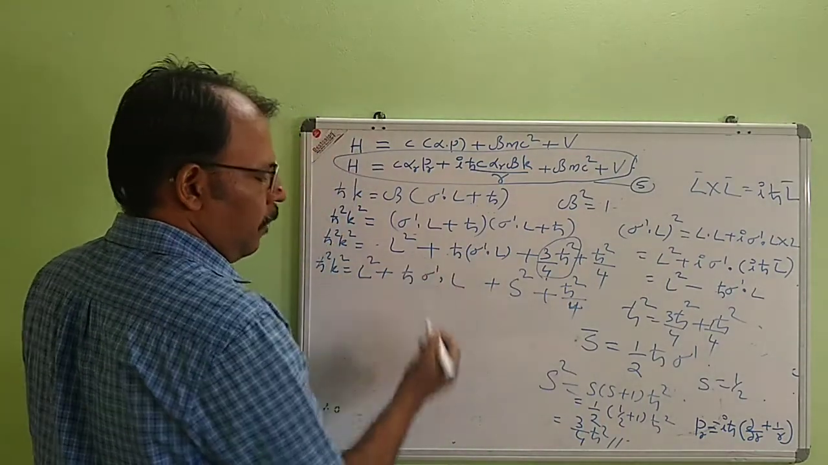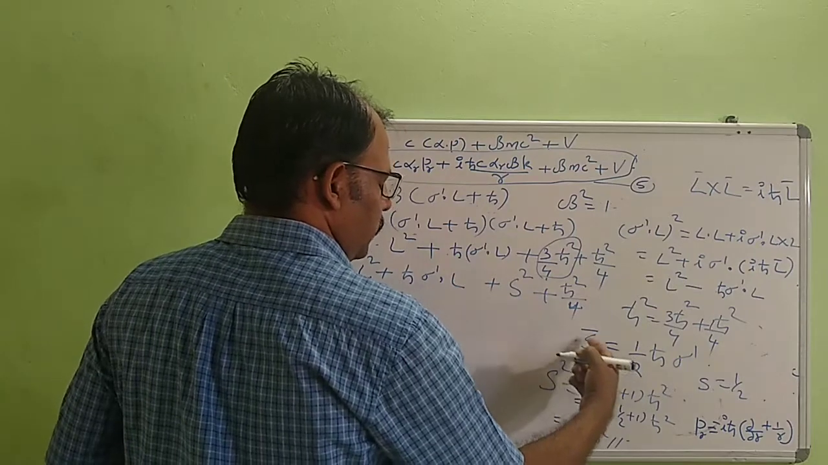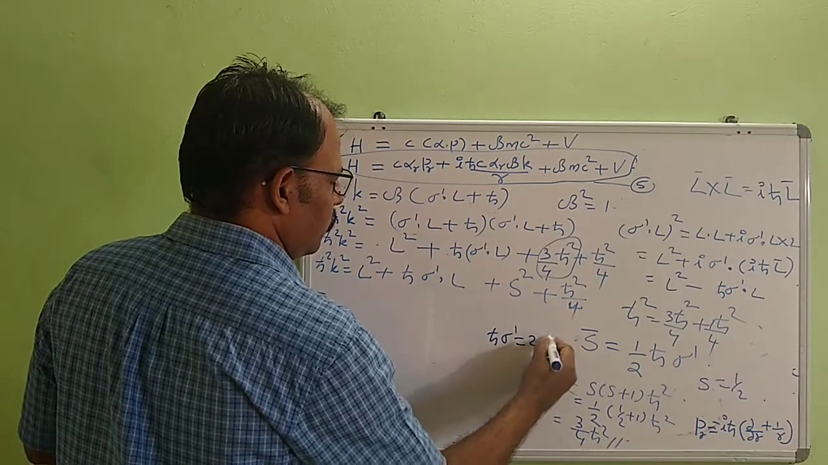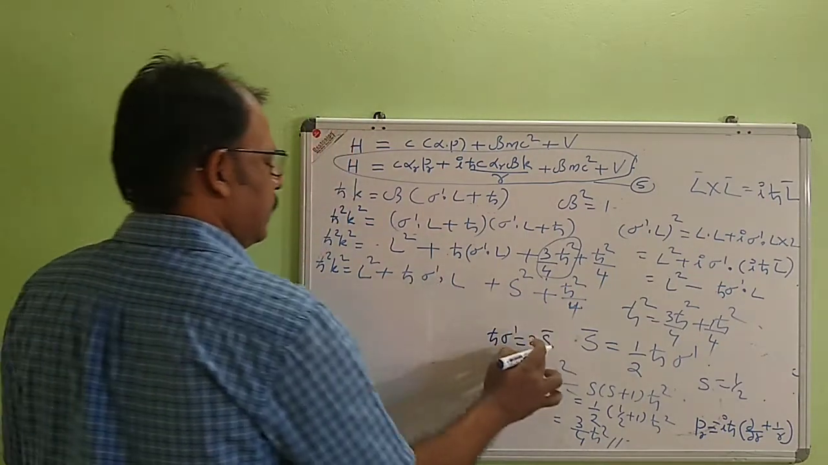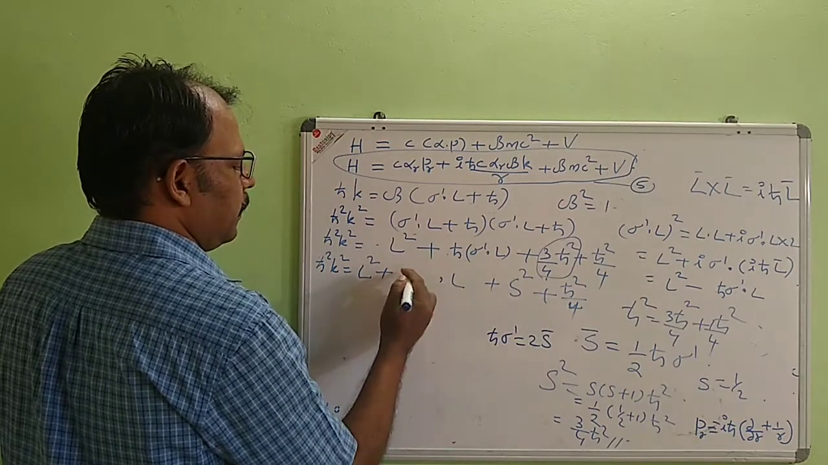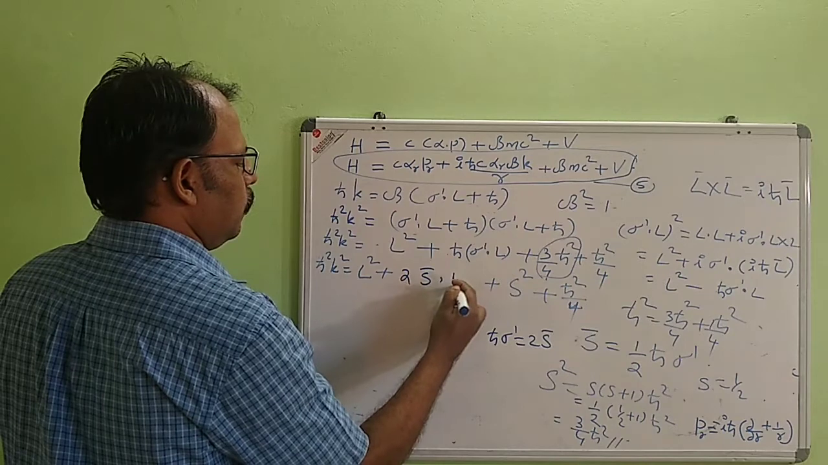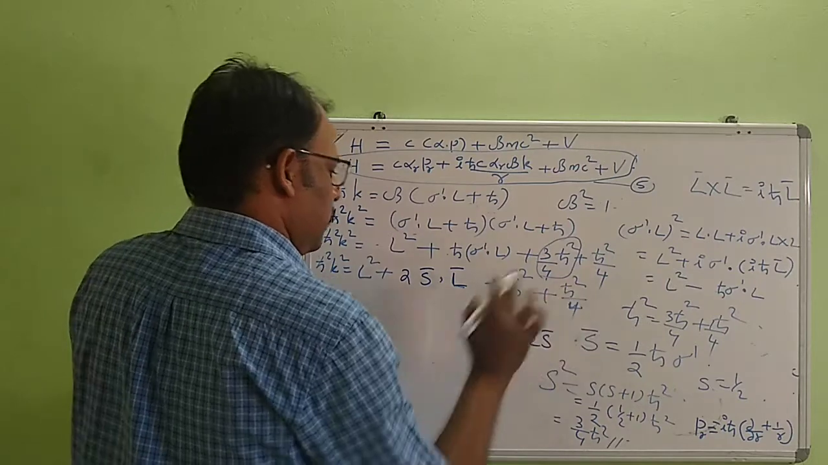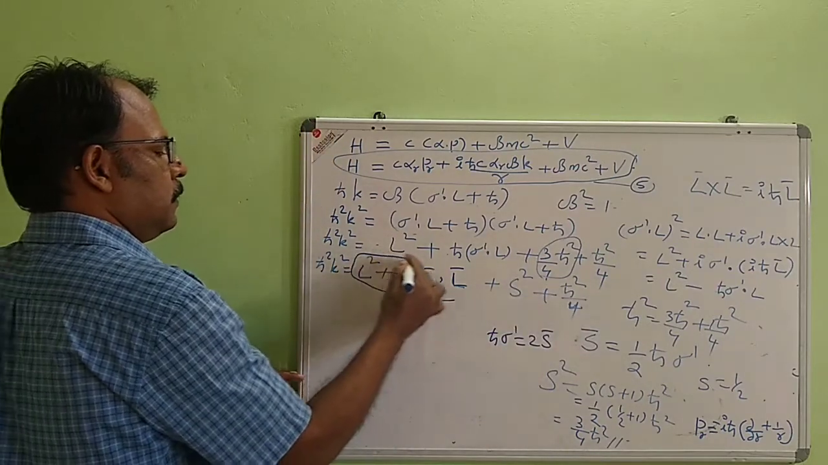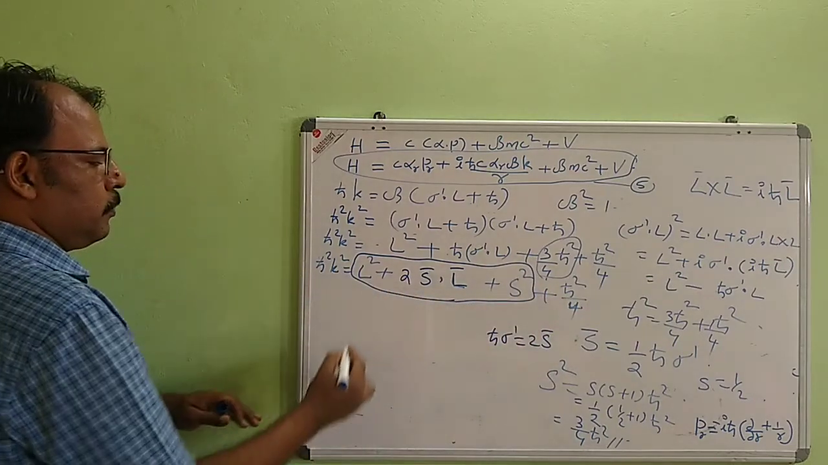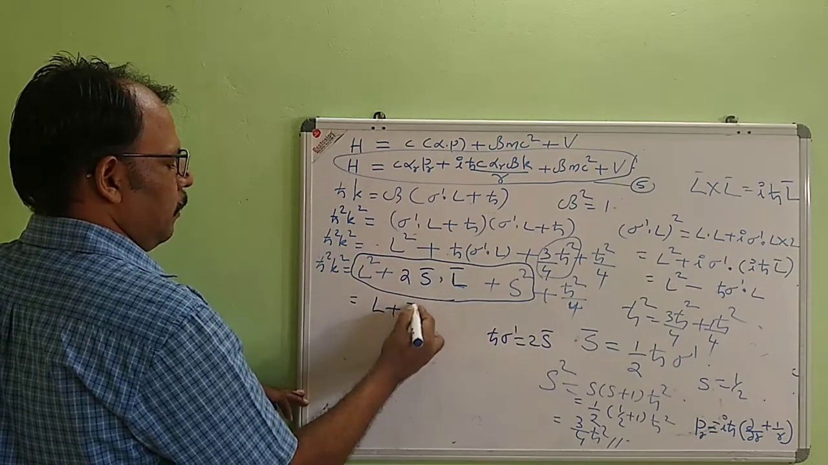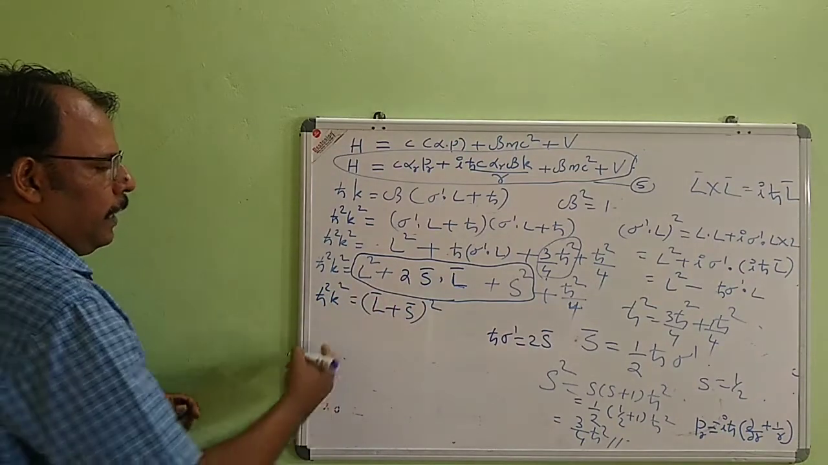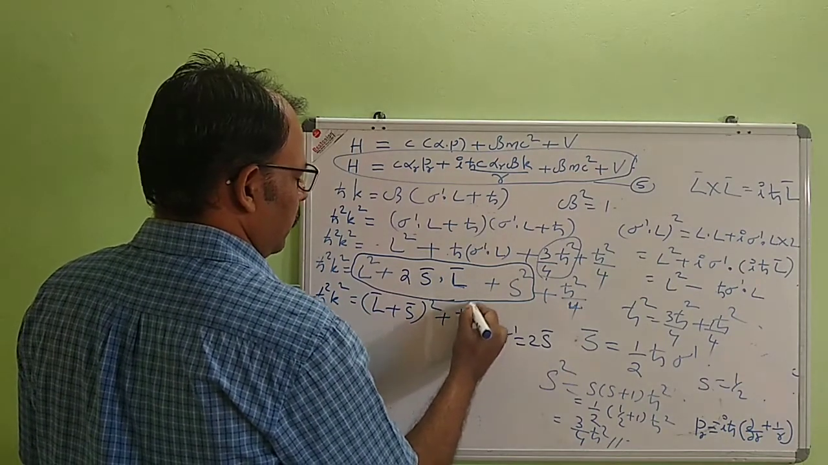This h bar sigma prime, spin angular momentum s equal to half h bar sigma prime. So we can write h bar sigma prime as 2s. So this term will be 2s dot L plus L square plus 2s dot L plus s square plus h bar square by 4. What is L square plus 2s dot L plus s square? That can be written as L plus s the whole square. So h bar square k square is equal to L plus s the whole square plus h bar square by 4.